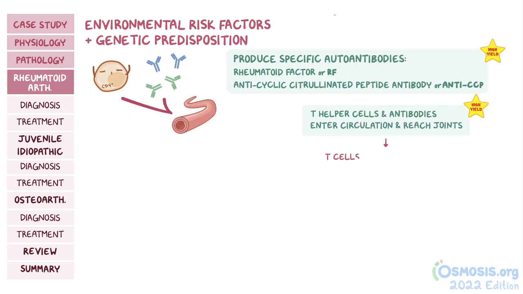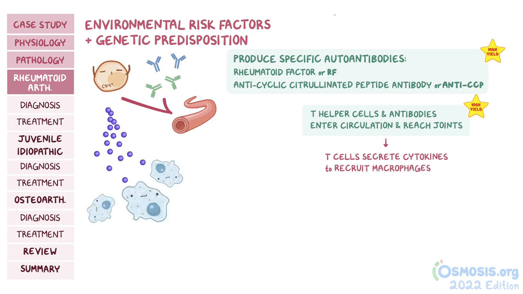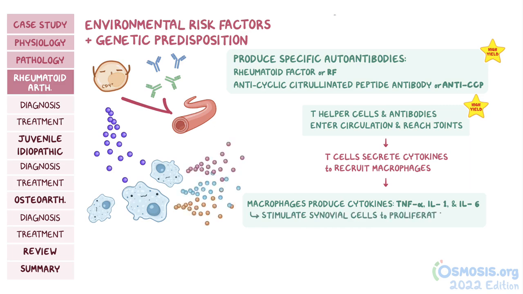Once there, T cells secrete cytokines to recruit more inflammatory cells like macrophages into the joint space. Macrophages will also produce inflammatory cytokines like tumor necrosis factor or TNF alpha, interleukin 1 or IL-1, and interleukin 6 or IL-6, which together with the cytokines released by T cells stimulate synovial cells to proliferate.